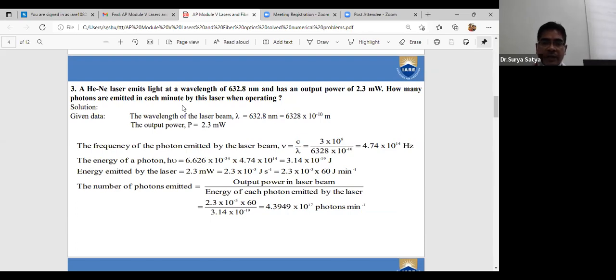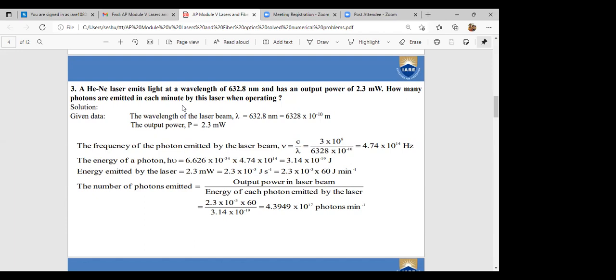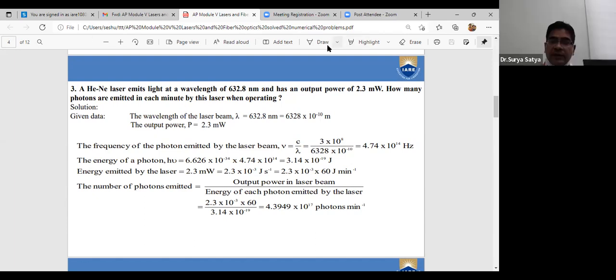After finding the energy, the energy emitted by the laser is given. The number of photons emitted is the output power of the laser beam divided by the energy of each photon emitted by the laser. So this is the required expression. What is the required expression? The number of photons emitted.